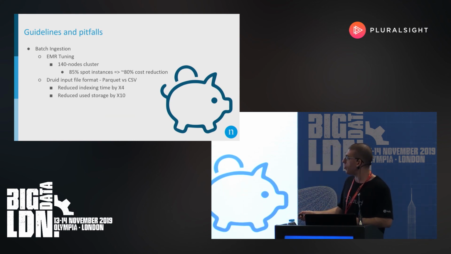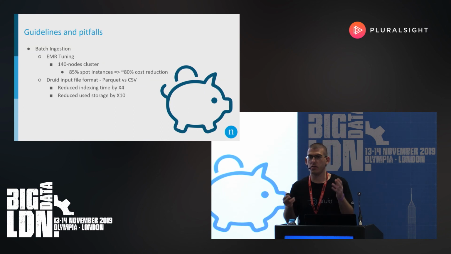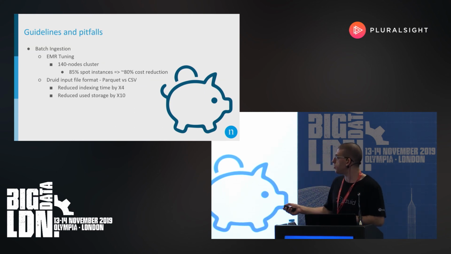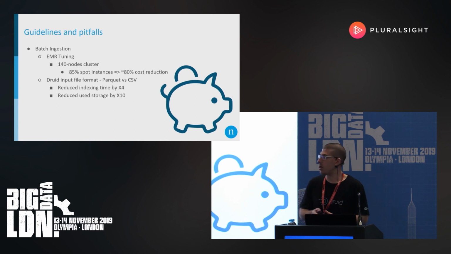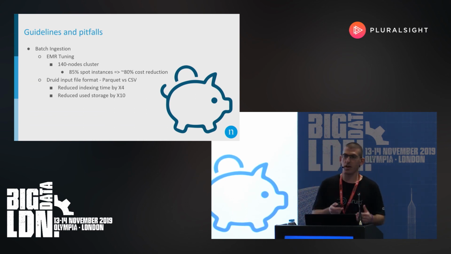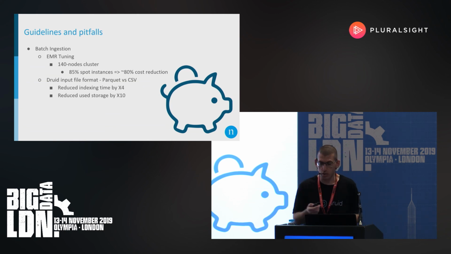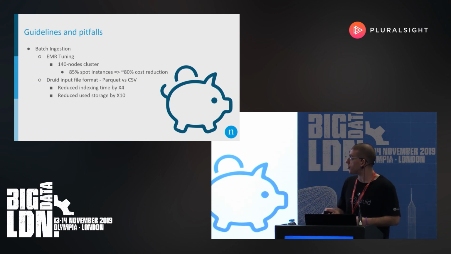When we started with Druid, we used the simplest format, CSV, for POC purposes, but switching to the columnar format of Parquet, we were able to reduce the ingestion time by a factor of 4, and the Druid used storage by a factor of 10. So that's another thing you can do to benefit from the ingestion process.